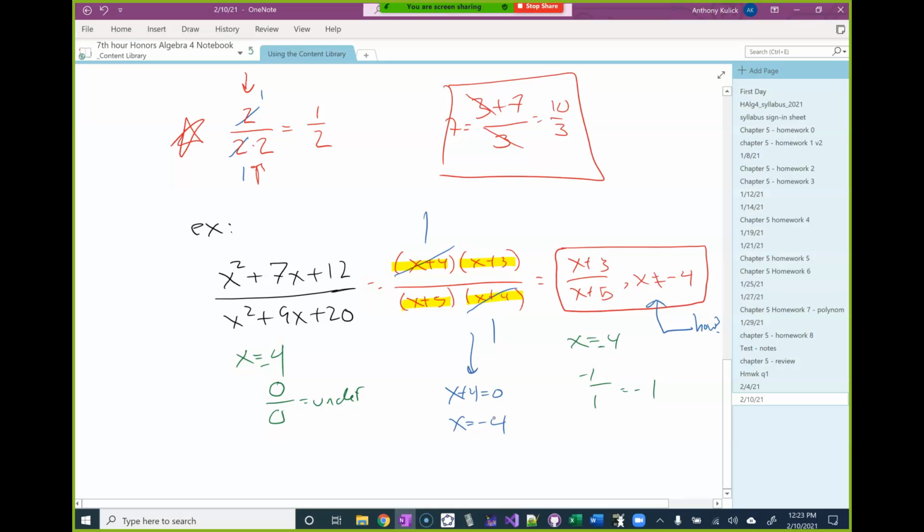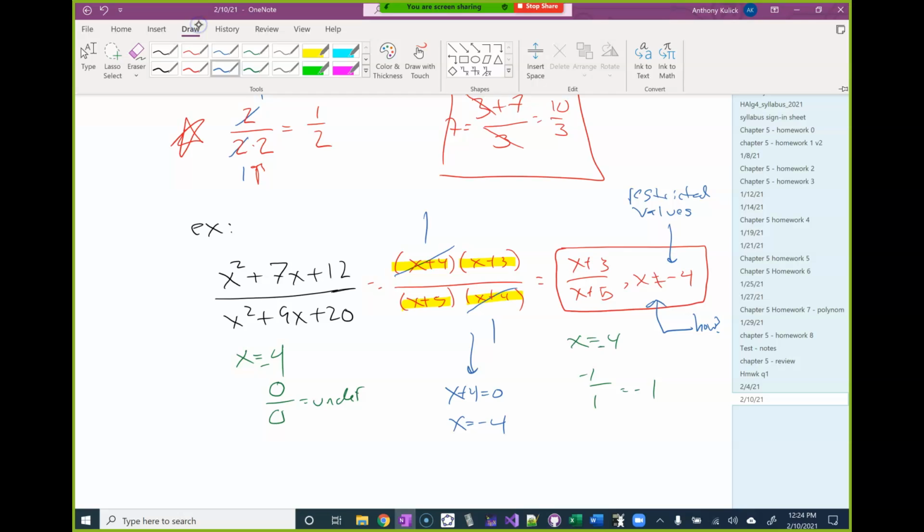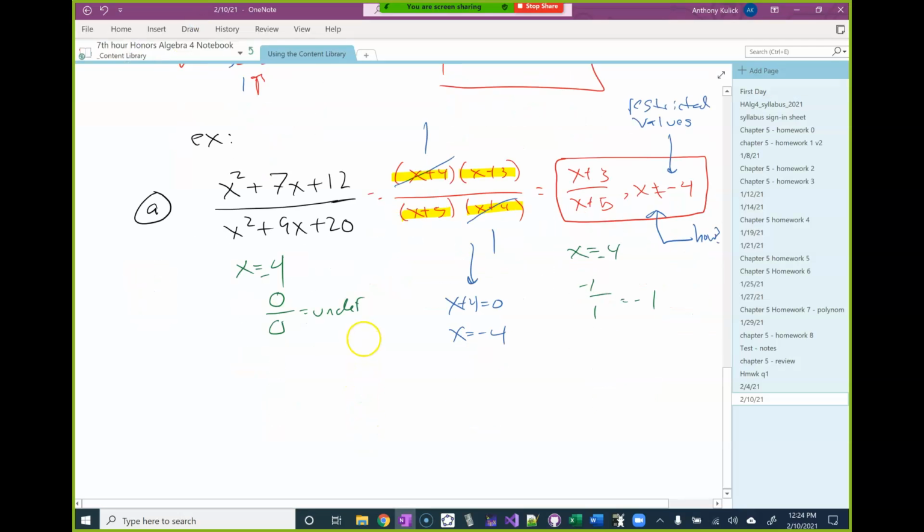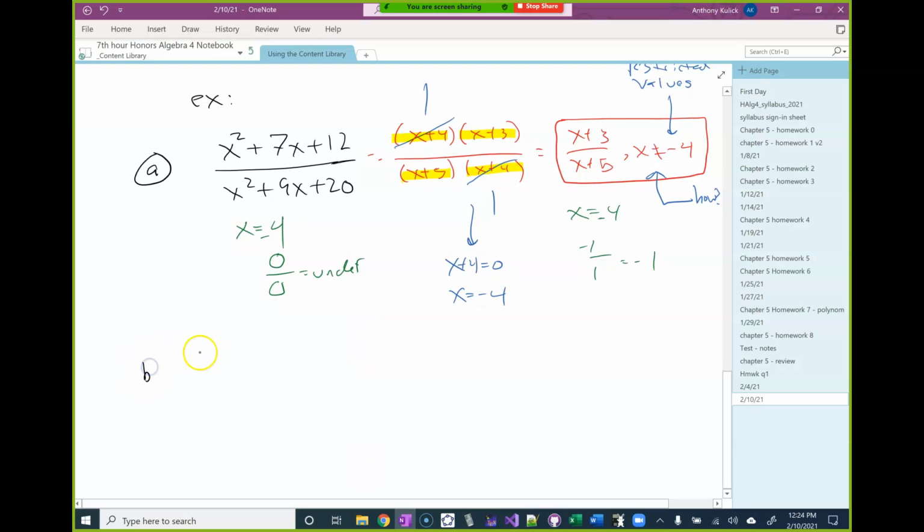So those values at the end, these restrictions, which is what we'll call them, we can find by taking the pieces that we've reduced completely from the denominator and set equal to 0. Notice that I'm saying reduced completely from the denominator. Let's look at another example where we can really illustrate that. Okay?